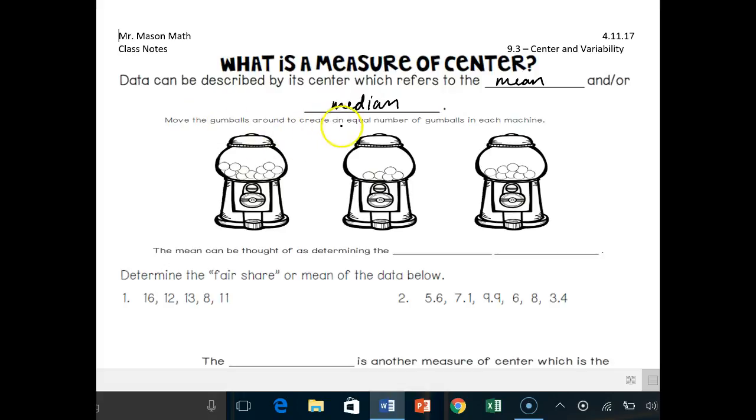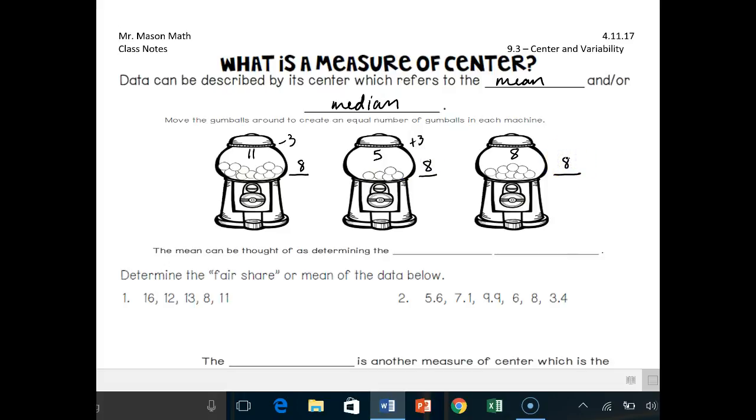Move the gumballs around to create an equal number of gumballs in each machine. So on this line, I want you to put what your number of gumballs will be in each machine, and I think you should start off by counting how many gumballs there are. So we have 11 here, we have 5 here, and we have 8 gumballs here. So hopefully, if you think about moving gumballs around, you'll see that, oh, I can subtract 3 gumballs from here, and I can add 3 gumballs here, and I'll have 8 across the board.